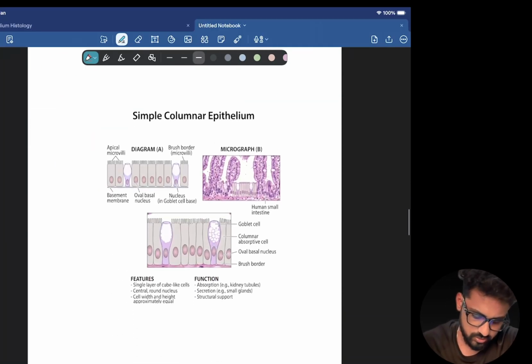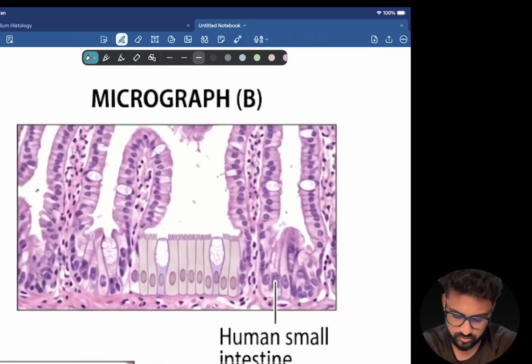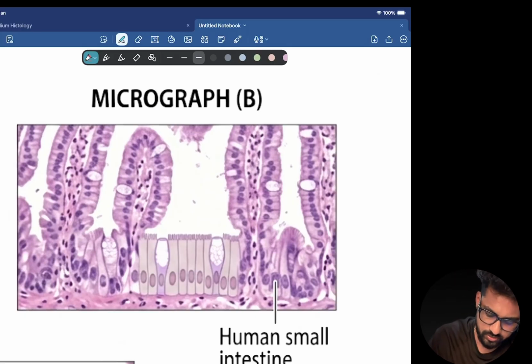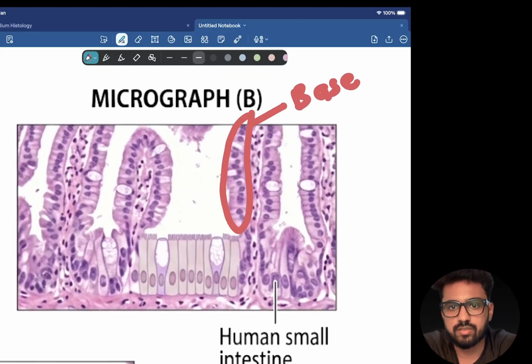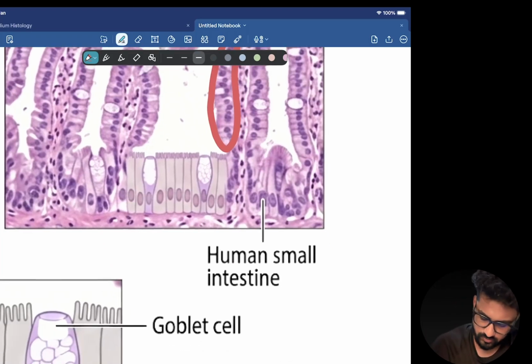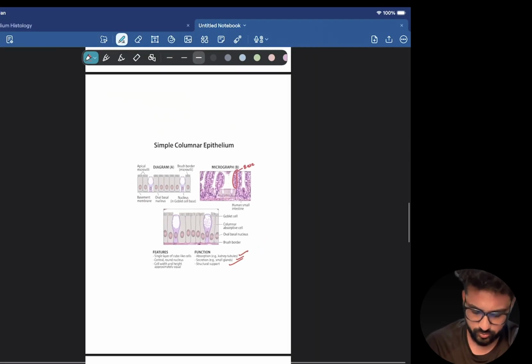Next up is simple columnar epithelium, and this is a single layer of epithelium where the cells are tall. As you can see here, this is a small intestine histological image. Tall cells with elongated nuclei, and the nuclei are present at the base. Here you can see all the nuclei are present towards the base side, which is found in the stomach, small intestine, also gallbladder. Function of this is absorption, secretion and structural support.